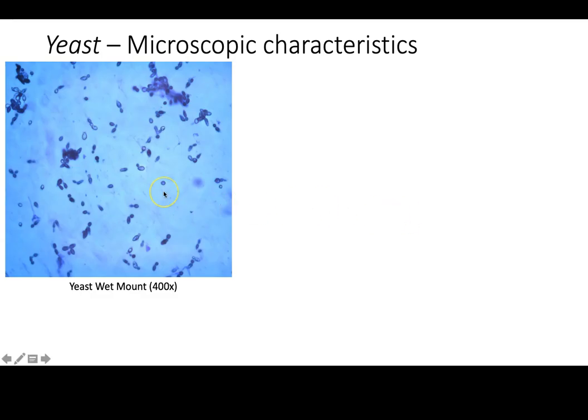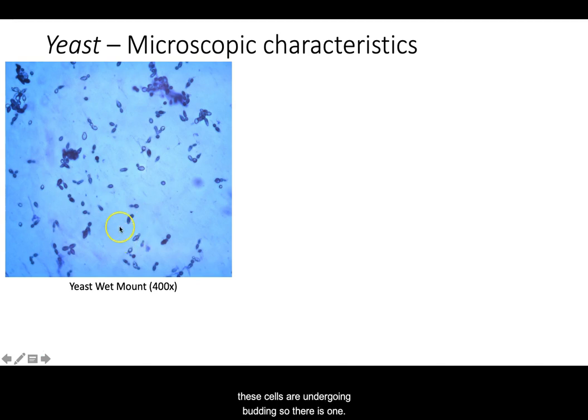So we obviously didn't get to do this in lab, but this is a picture I took of a wet mount. And so this is just taking yeast and putting it onto a slide with some methylene blue. And so this is a single yeast cell with a bud coming off of it. Again, there's another yeast cell. So unicellular, that's one characteristic. They're roughly circular, but some of them are a little more elongated. But you can see many of these cells are undergoing budding.